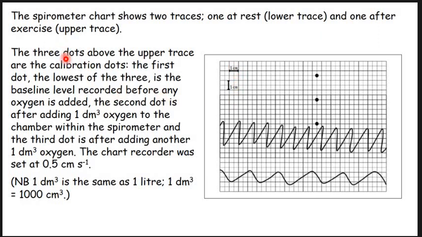Okay, so it shows you 3 dots above the upper trace are calibration dots. The bottom one, this one here, is the baseline level, so that's before anything's been added. The second dot is after adding 1 decimetre cubed, and the third dot is after adding another decimetre cubed. And they've told you that the recorder was set at a rate of 0.5 centimetre per second. Now on the handout you've got a couple of these, so you can annotate them as you wish. You can do a couple of things with it.